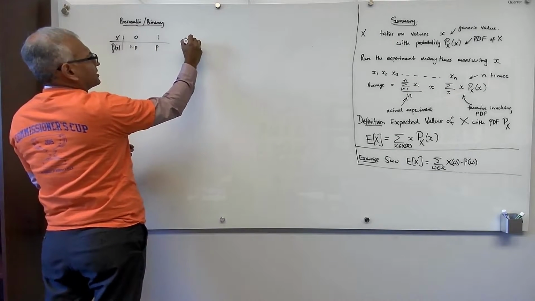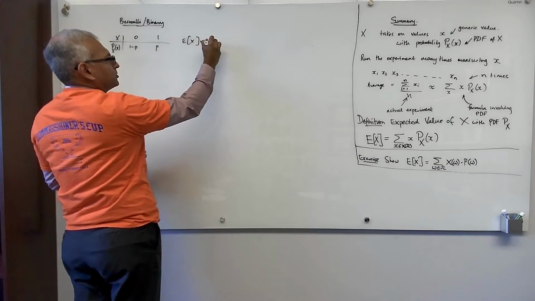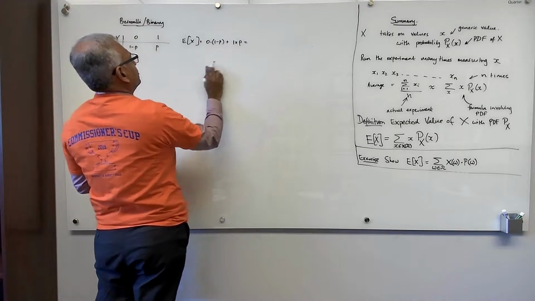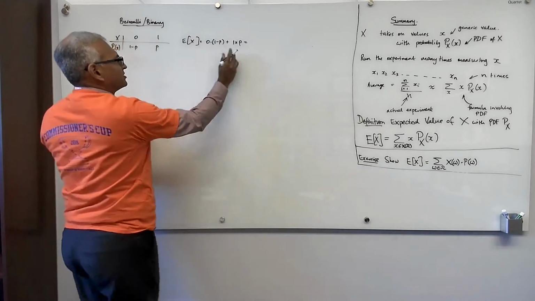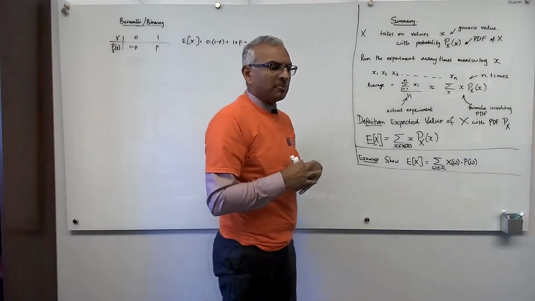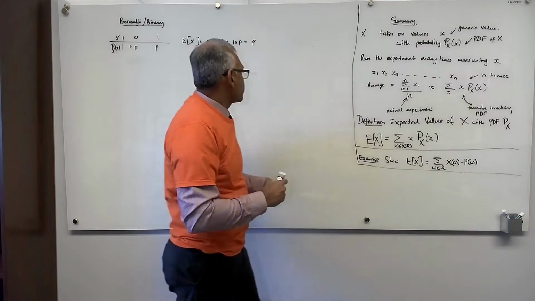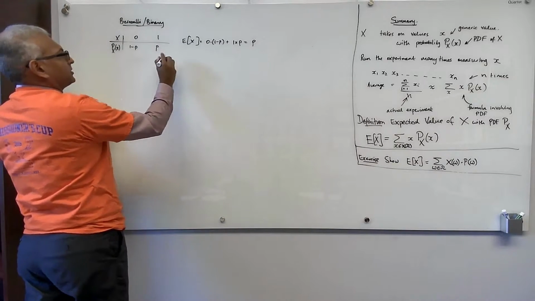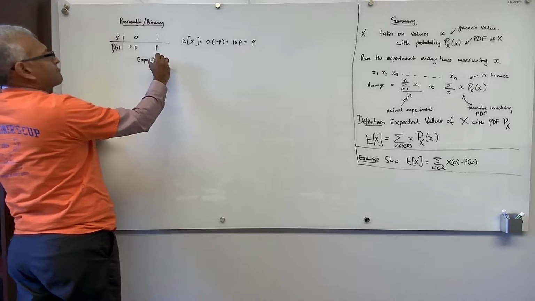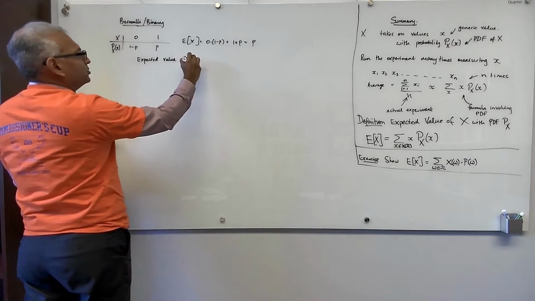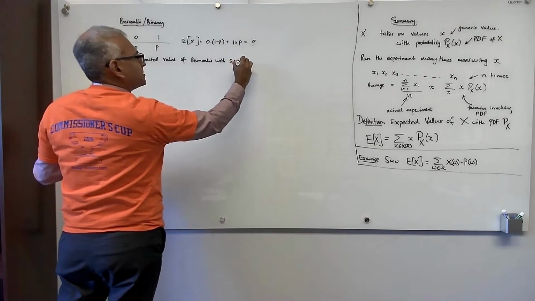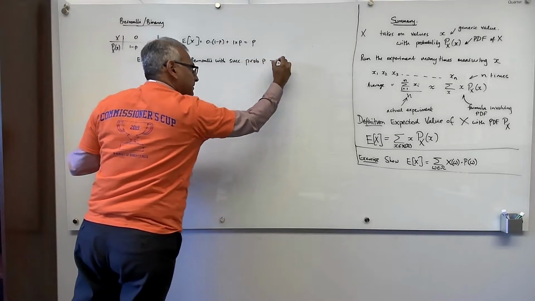So the expected value of x, you multiply 0 times 1 minus p, plus 1 times p, which is equal to, so you remember, it's just a formula. Okay, so this is p. Very simple. So if the success probability for your Bernoulli or binary random variable is p, then the expected value, I'll box it temporarily, of a Bernoulli with success probability p is just p.